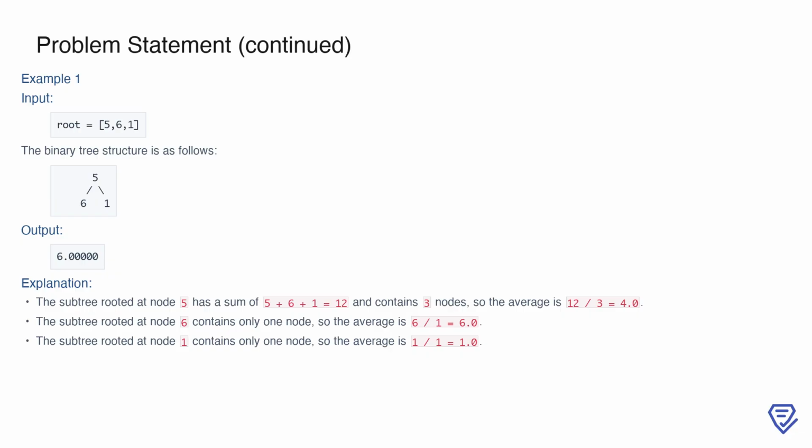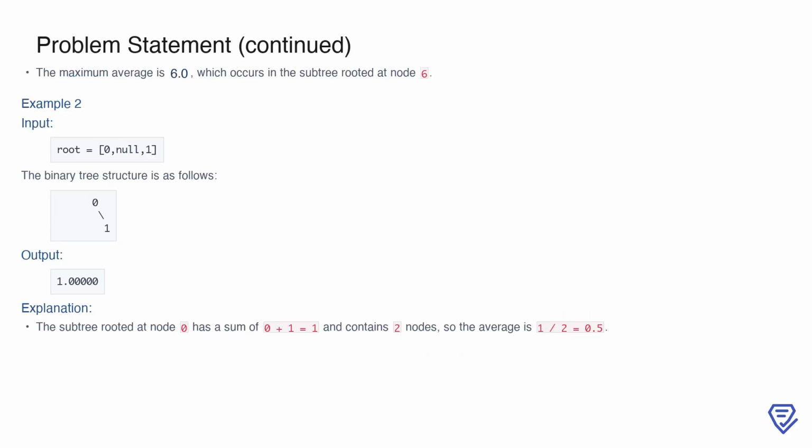For the subtree rooted at node 6, there is only one node, so the average is simply 6 divided by 1, which equals 6.0. Similarly, for the subtree rooted at node 1, the average is 1 divided by 1, which equals 1.0. From the calculations, the maximum average in this example is 6.0, which occurs in the subtree rooted at node 6. Let's consider another example.